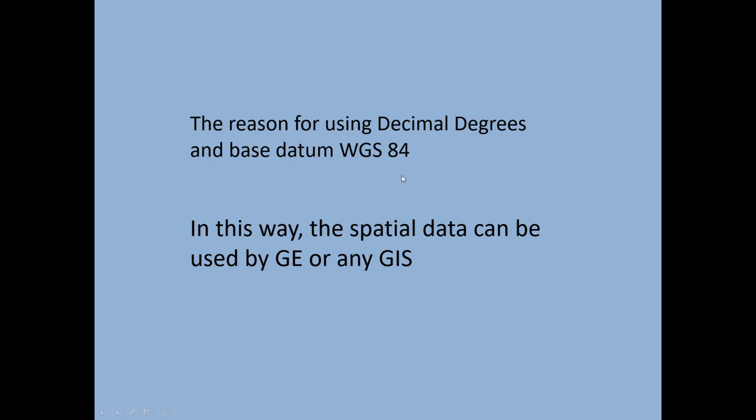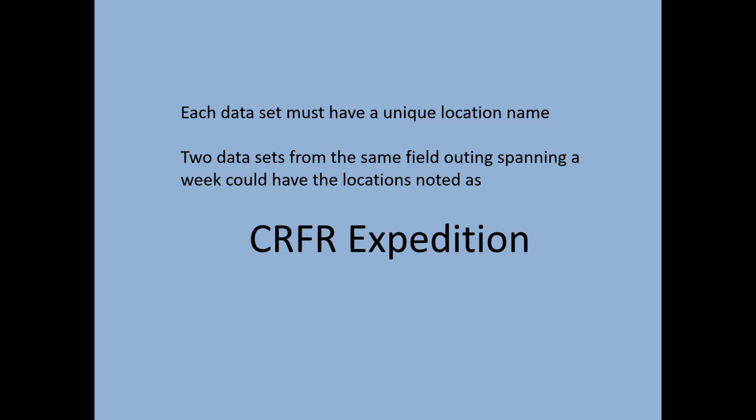The reason for using decimal degrees and the WGS84 base datum is that your data can then be used in Google Earth or any GIS without reprojecting and working on projections, which sometimes can distort where locations actually are.